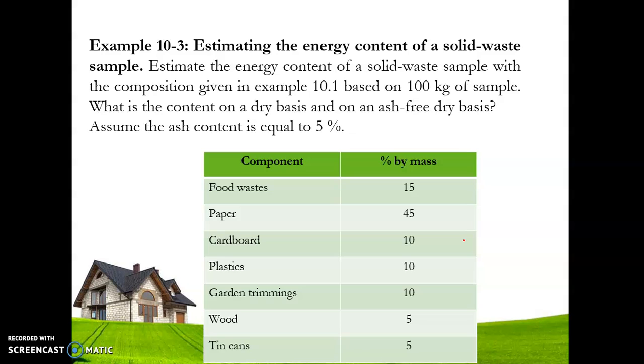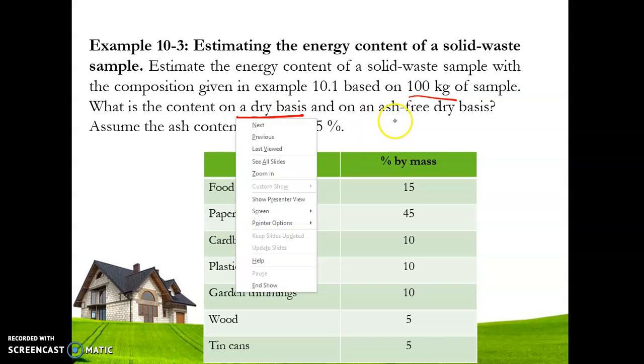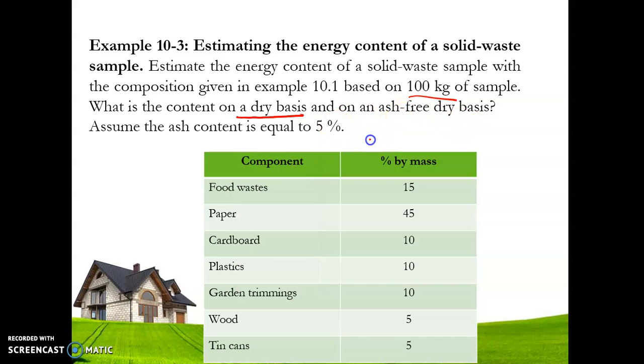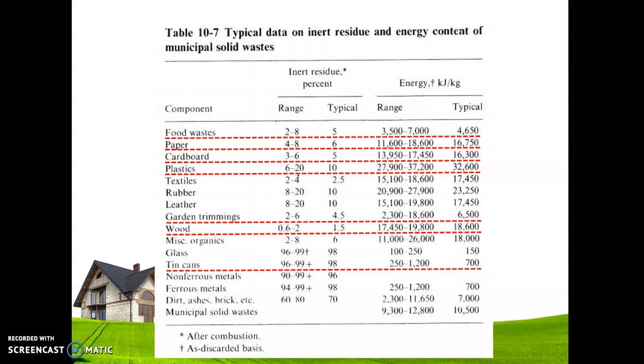Okay, so the table will be dynamic, right? So the question asks you, this is 100 kilogram, and then what is the energy content of dry basis? And then ash free dry basis. Assume the ash is 5%. So you need to consider that, right? So what should you do?